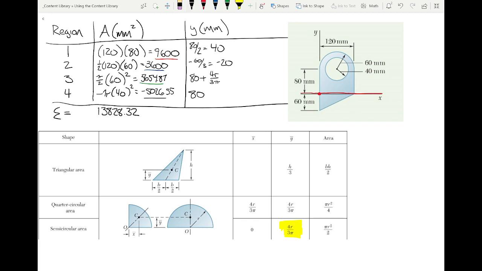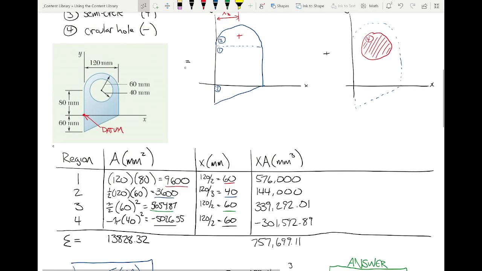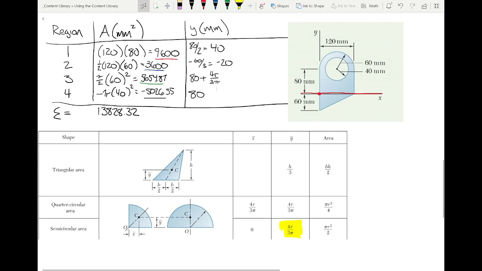Just, what is r? I'm asking you. No, hold on. Let's talk about that. We're looking at shape number 3. This is shape number 3. It's this entire semicircular region. What is the radius of shape 3? 60. There we go.